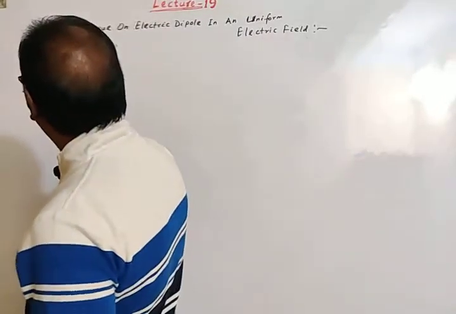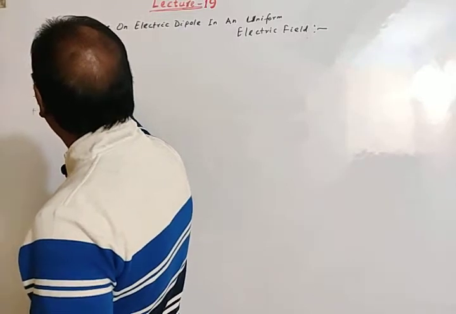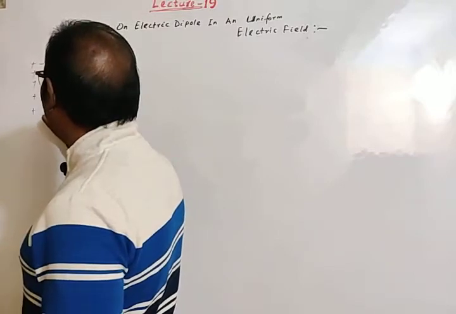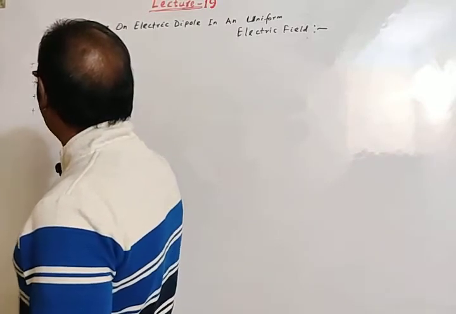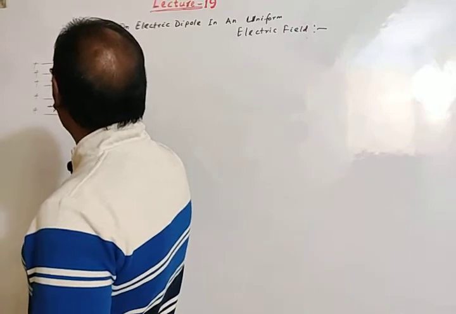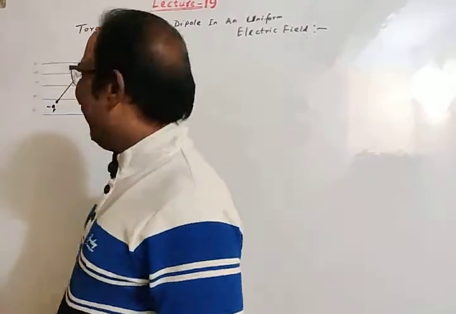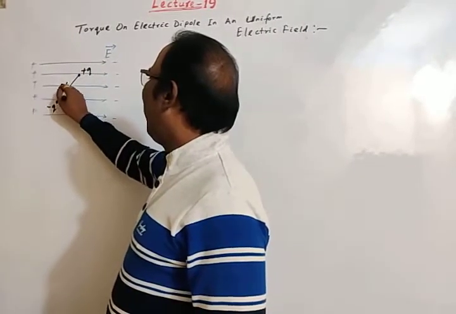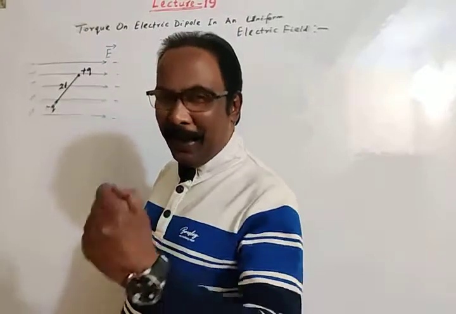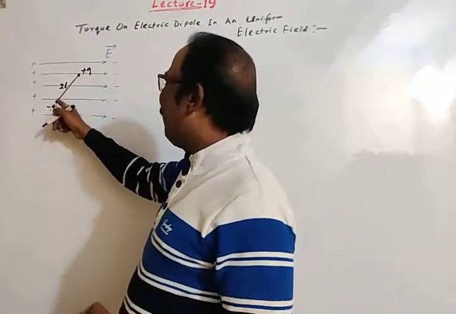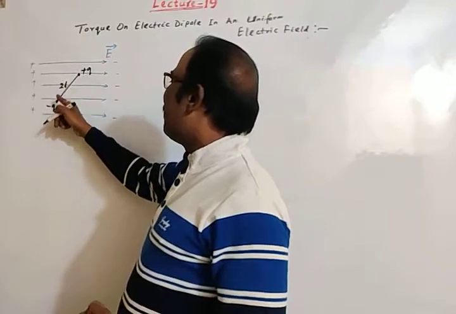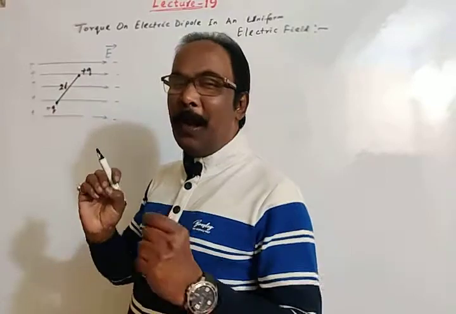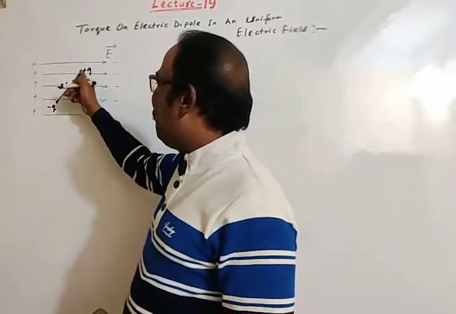This is the electric dipole. An electric dipole contains two equal and opposite charges. Let this charge be minus q, and this charge be plus q, two equal and opposite charges separated by a distance, let 2L. This is the electric dipole. The equal and opposite charges are minus q and plus q. Separation between these two charges is 2L.